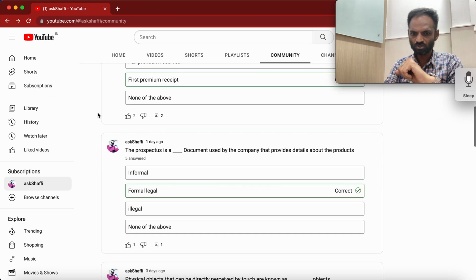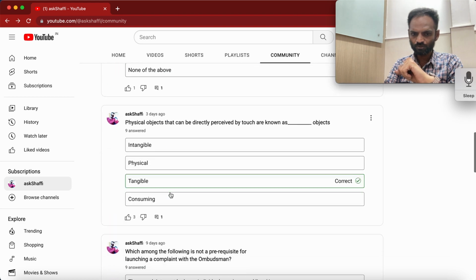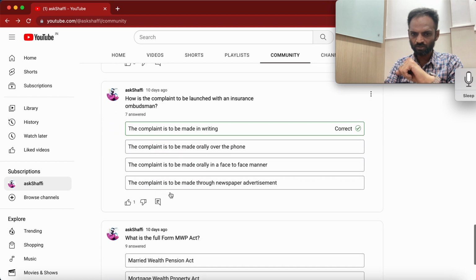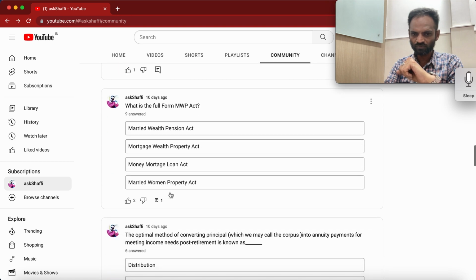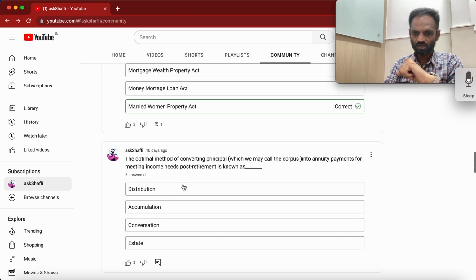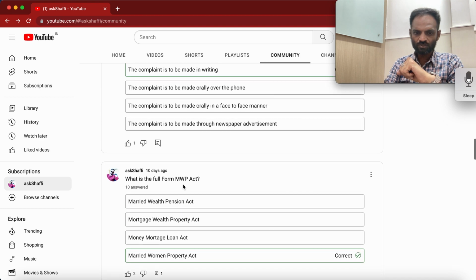So where is that? The typical risk. Okay, so what is the full form of MWP Act? Married Wealth Pension Act, no. Mortgage Wealth Property Act, no. Money Mortgage Loan Act, no. Never. Married Women Property Act. The last option is the correct one. Fantastic.